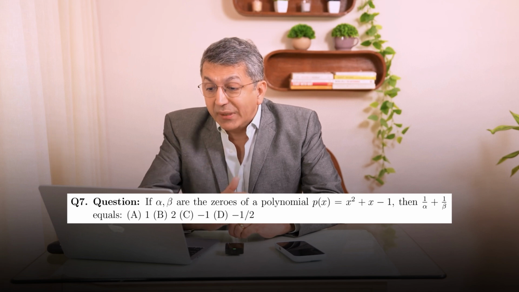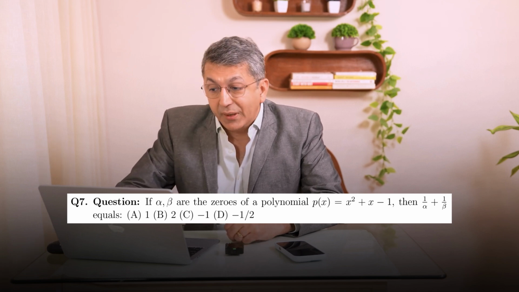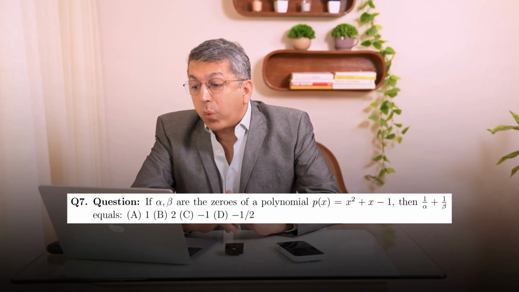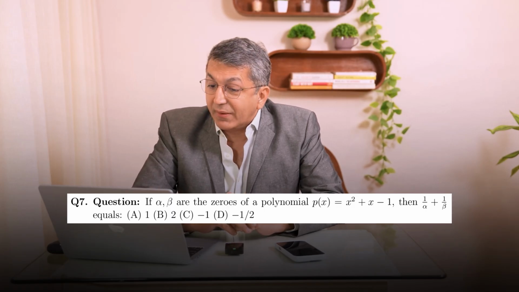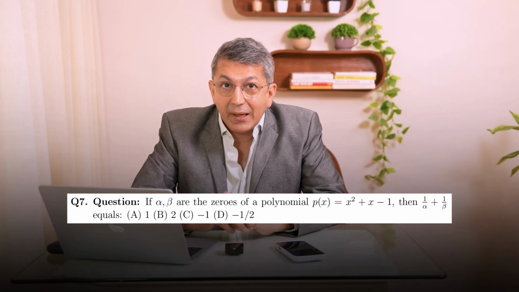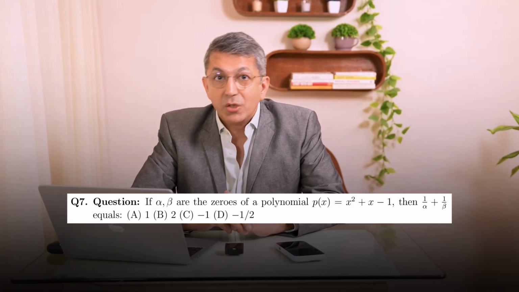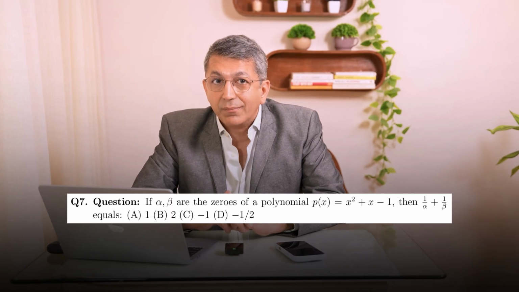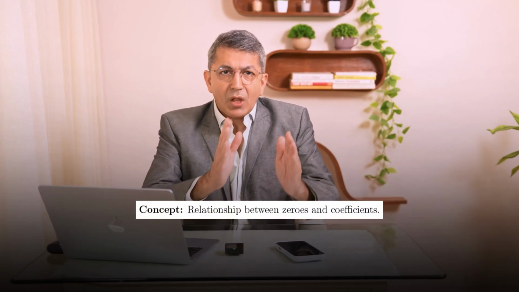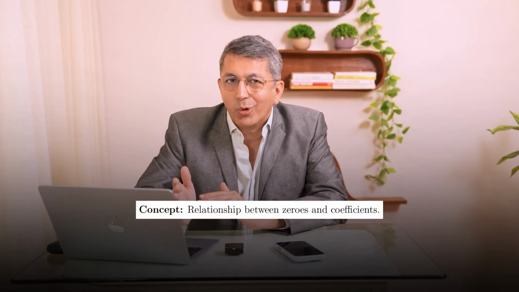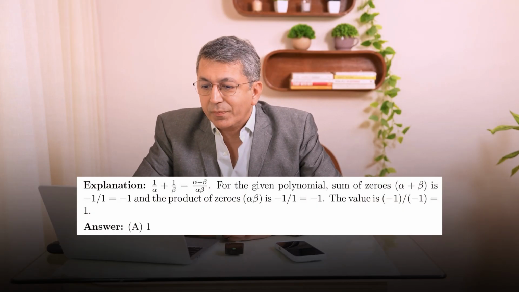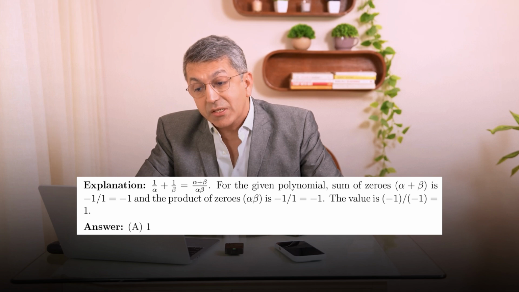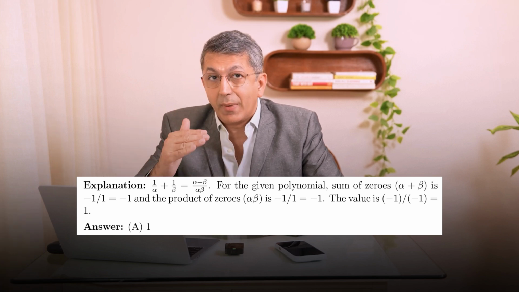If alpha, beta are the zeros of a polynomial p(x) = x squared + x - 1, then 1/alpha + 1/beta equals A. 1, B. 2, C. -1, D. -1/2. Concept: relationship between zeros and coefficients. Explanation: 1/alpha + 1/beta is equal to (alpha + beta)/(alpha beta).